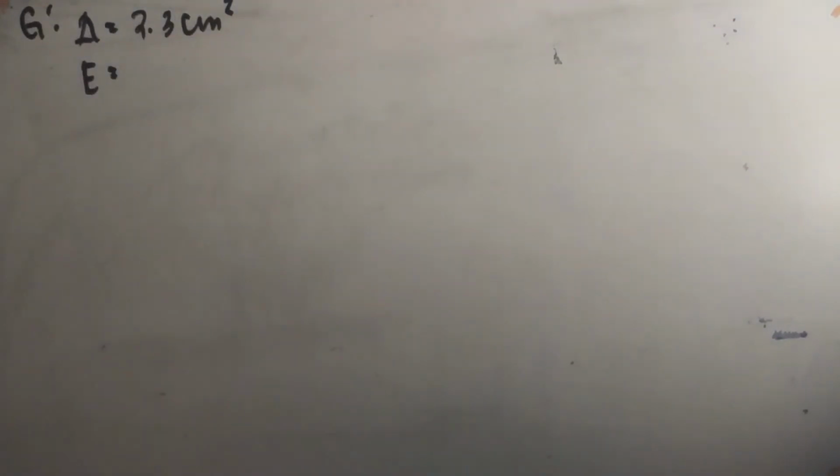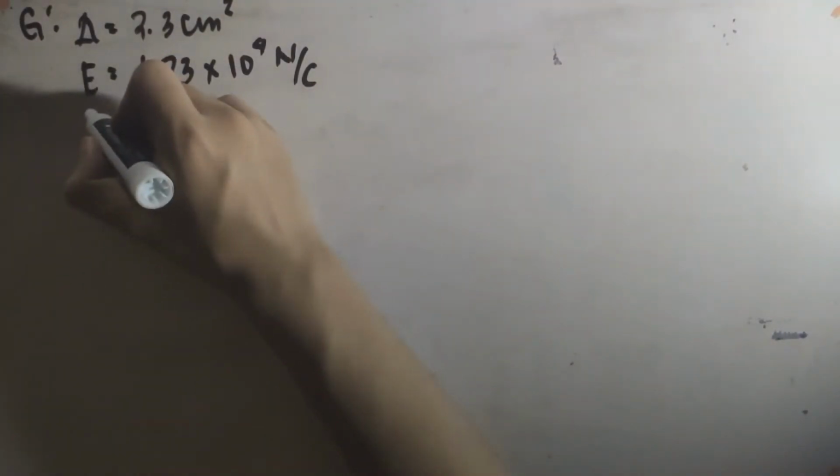So we have an area which is equal to 2.3 centimeters squared. So the area is already provided. We don't have to look for that anymore. Next we have electric field, which is 1.23 times 10 raised to 4 newtons per coulomb.